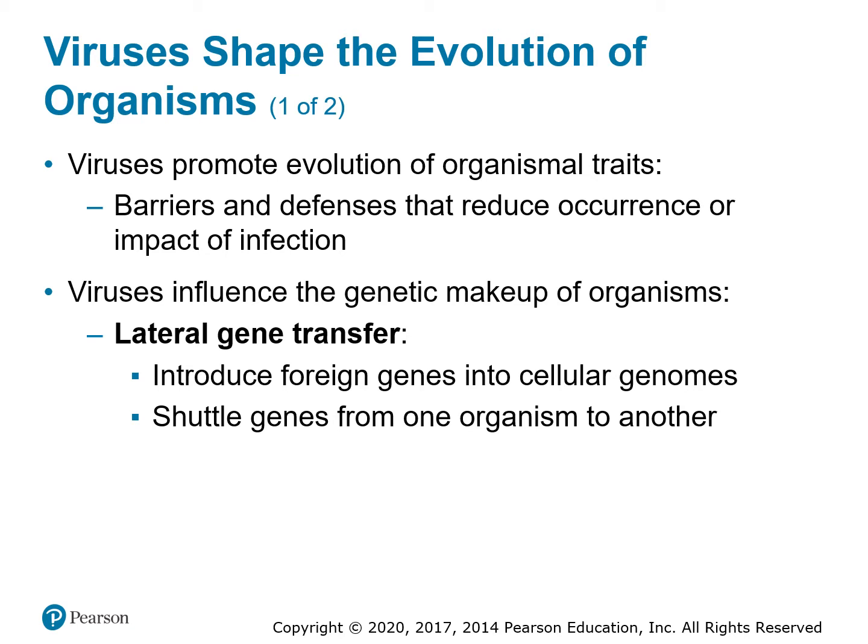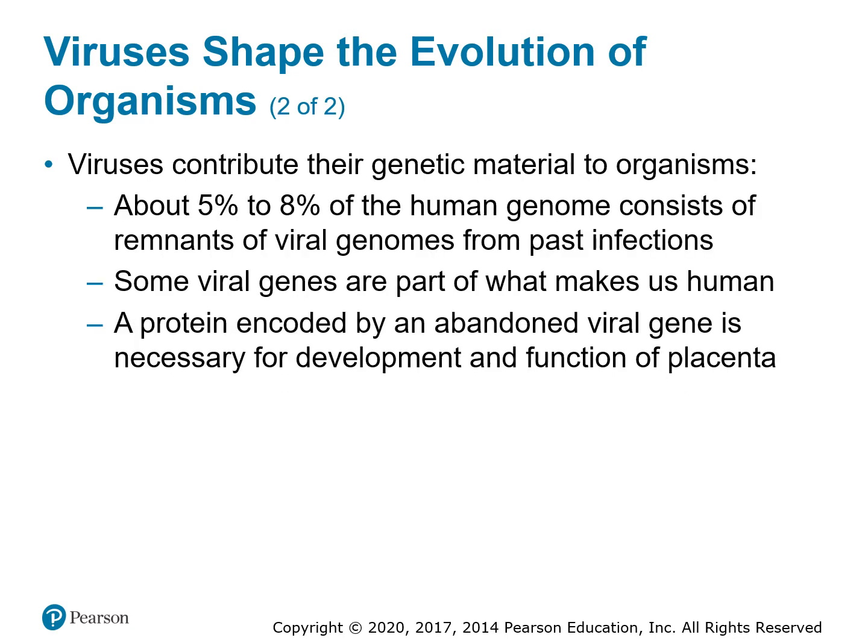Not only that, but they're also really important for lateral gene transfer. They can take pieces of DNA from one organism that they've infected and take it into another one. In fact, about 5 to 8% of the human genome is remnants of these viral genomes. One of those is actually responsible for the development and the function of the placenta. So the reason we give live birth is because we had that viral infection. If you think about everything else on the planet, everything else lays eggs, but we have live birth.